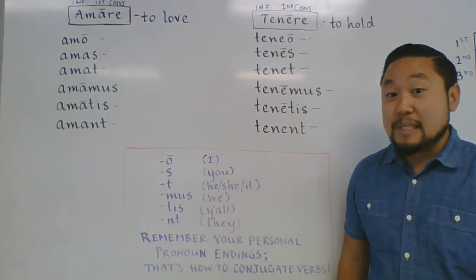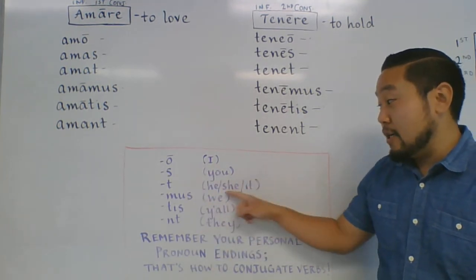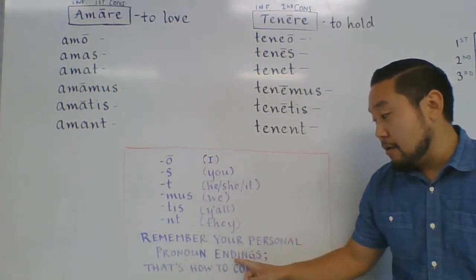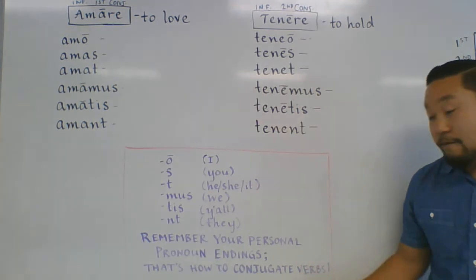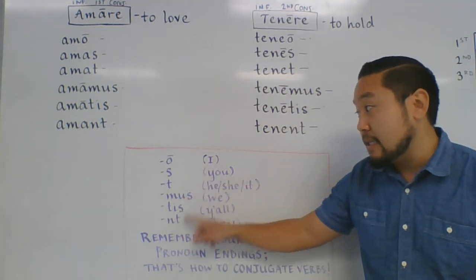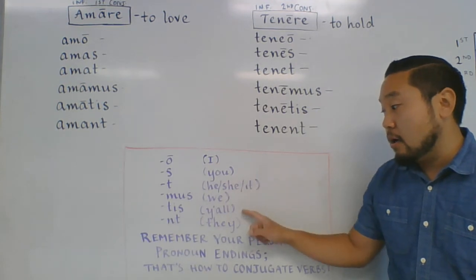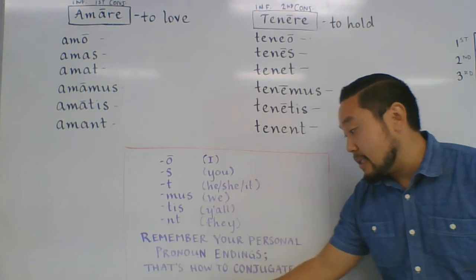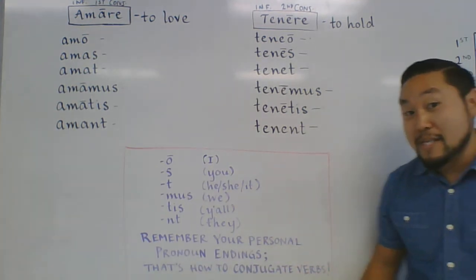O, s, t, mus, tis, nt. I, you, he, she, it, we, y'all, they. Remember your personal pronoun endings. That's how to conjugate verbs. One more time. O, s, t, mus, tis, nt. I, you, he, she, it, we, y'all, they. Remember your personal pronoun endings. That's how to conjugate verbs.